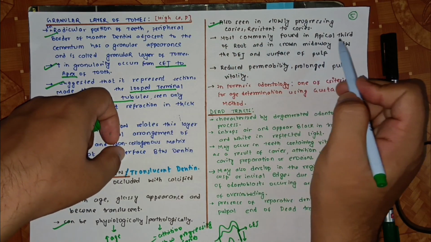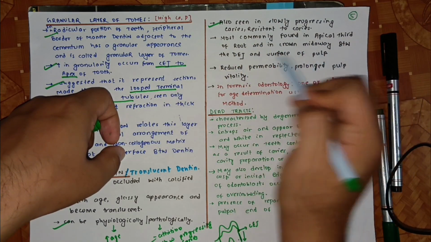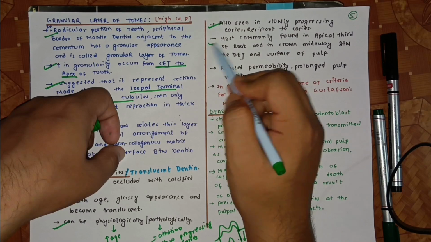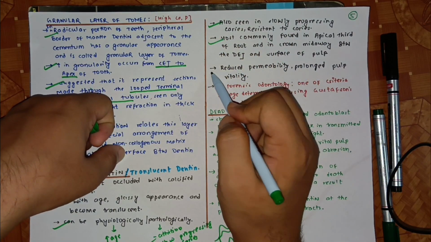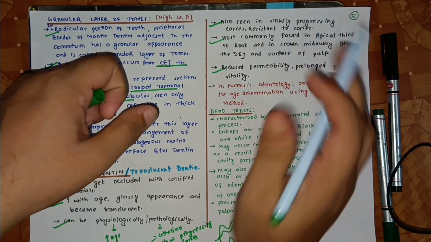It is most commonly found in the apical third of the root, and in the crown midway between the dentinoenamel junction and the surface of the pulp. It reduces the permeability and prolongs pulp vitality, so that it resists the caries.